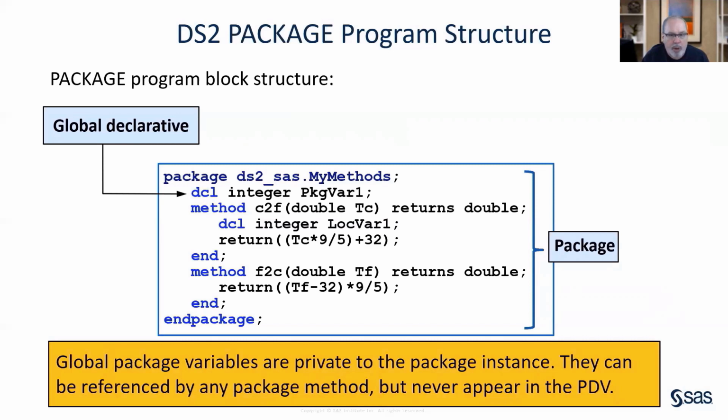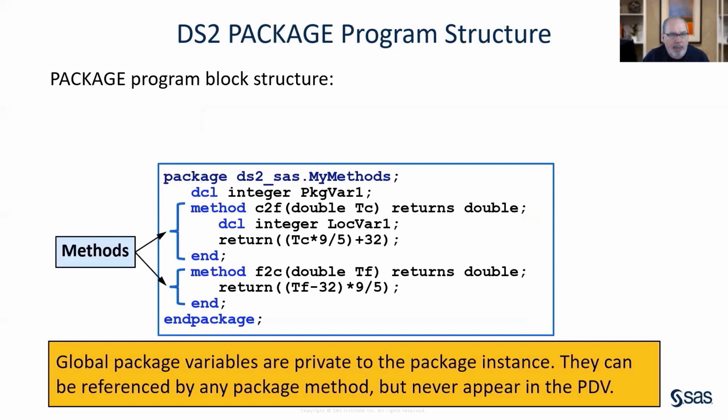For those of you who are object-oriented, you'll recognize these global variables in a package as a way of keeping status of what's going on in a particular package's instance. You can think of a package as the class, if you will, for DS2 if you're doing object-oriented programming. Those global variables are available to any method within that package, but they don't affect anything outside of the package itself. And then, of course, as many methods as you would like can be stored inside that package.